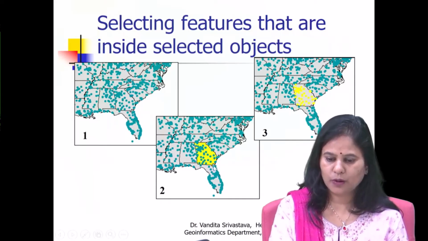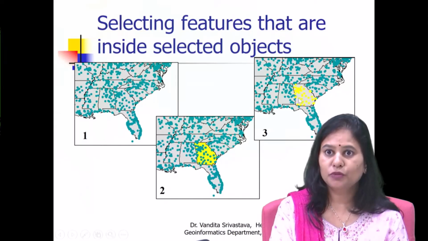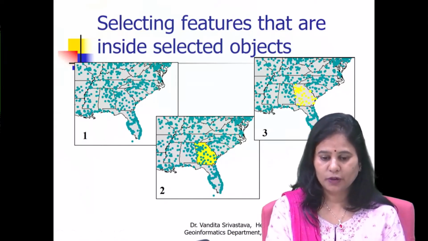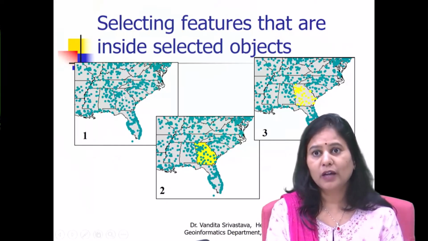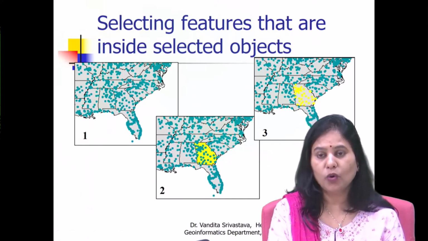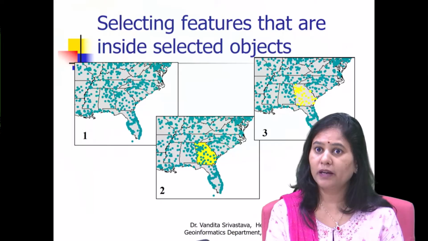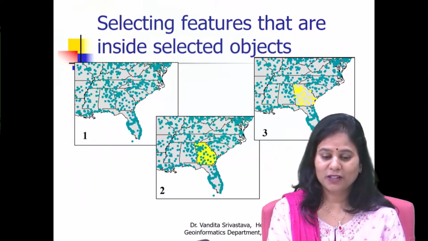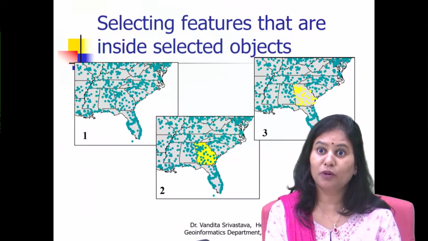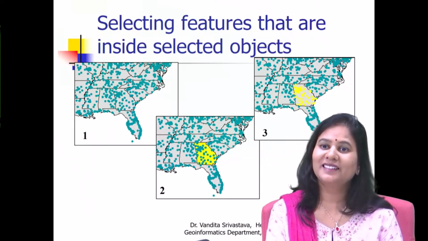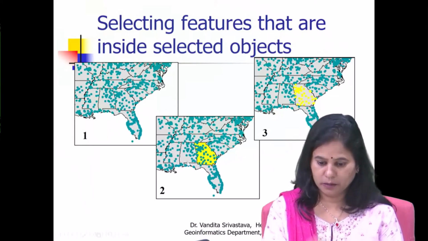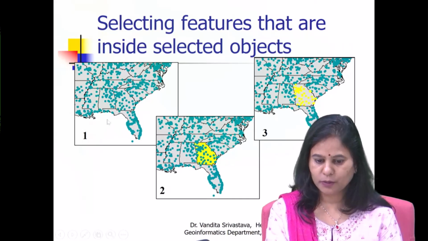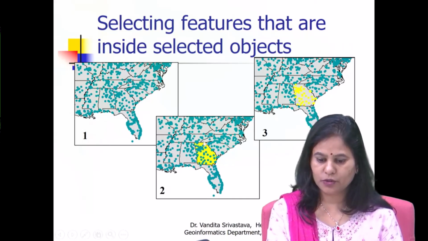So to get this answer, I need to perform two steps, two queries actually. One is I need to select the state of Georgia, and that I will do using the attribute query, because I know that the name of a state is stored in my attribute table, not in my spatial information. The map does not have the name of the state. The name of the state is in the attribute table. So I will perform one attribute query to select the state of Georgia.